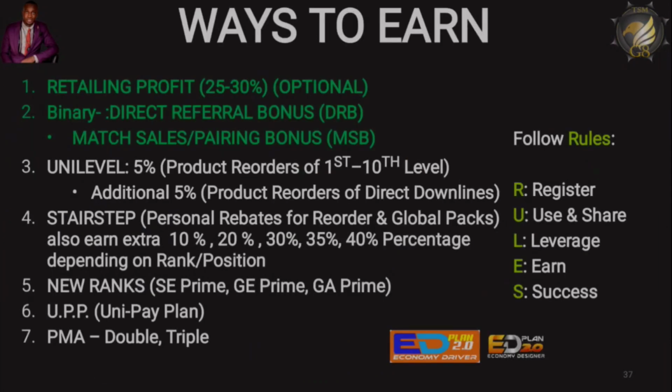Now let's talk about the pay plan itself. How many ways of earning do we have in our campaign? We have up to 7 ways of income generation. And for you to be able to unlock all these 7 ways of income generation, you follow a very simple strategy. We call it rules. Okay, rules simply means register, use and share, leverage, earn, and then you will have what we call success. Okay, so get registered in the company, use whatever materials we're giving you to learn, use once you get your health package, use it, feel how it works, and then now share the good news.